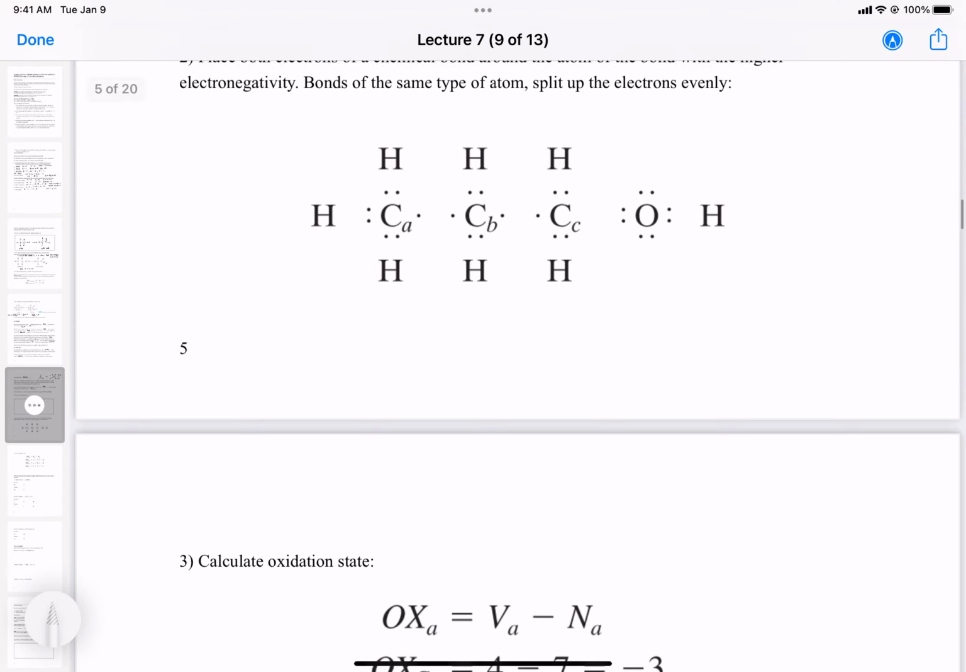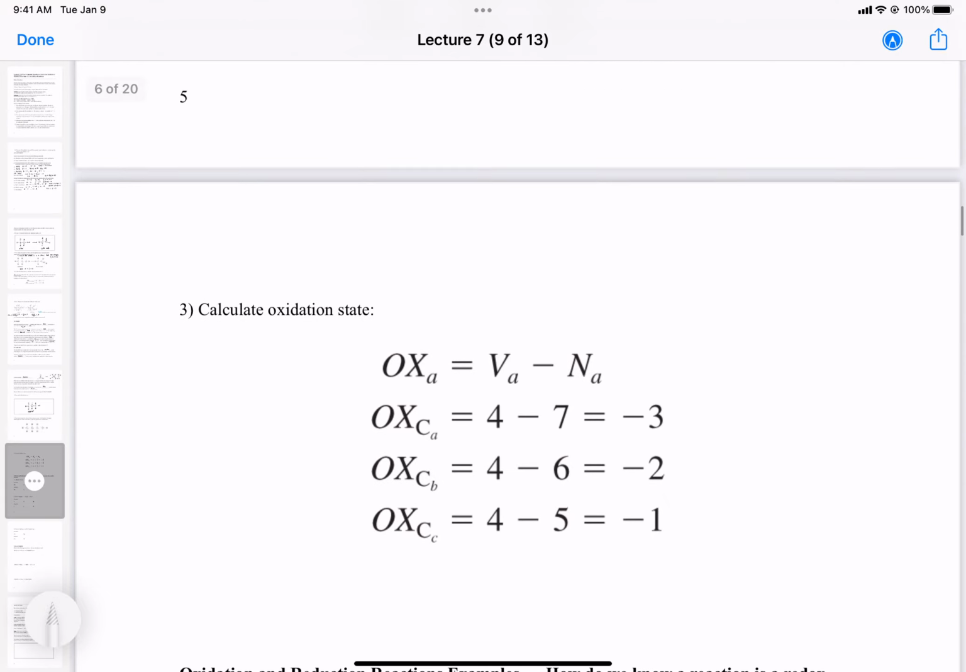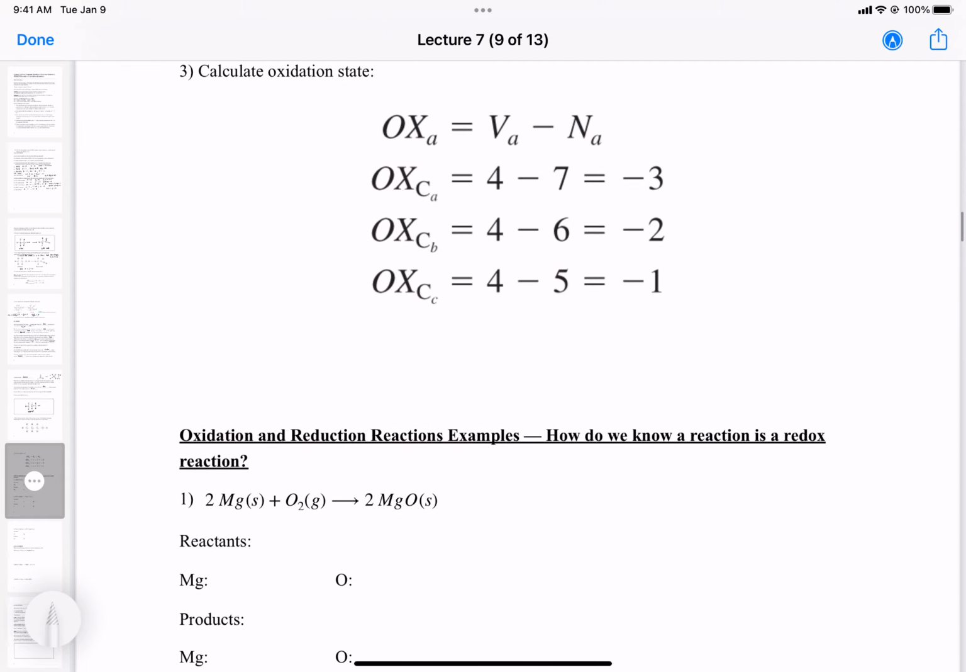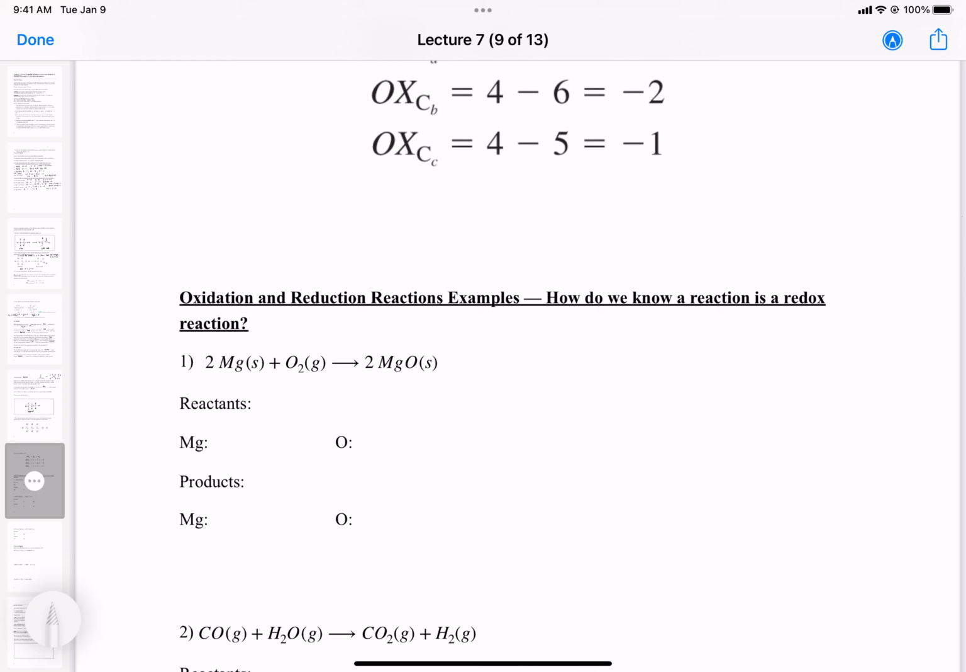Okay, so now let's go over reviewing by doing some practice problems here. So let's do some examples. How do we know a reaction is a redox reaction? Well, you can't just look at it and say, okay, this is definitely a redox reaction. No, you probably can't do that.